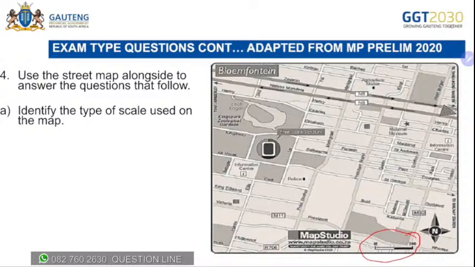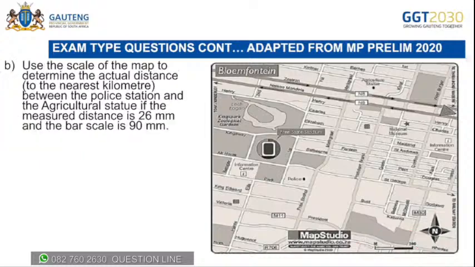1, you must identify the type of scale that is used on a map. I circled my scale, guys, here. And what type of a scale is this one? It's definitely not a number scale. It is not a ratio scale. However, it is what? It is a bar scale. You should expect such questions in the exam, guys, especially on question 1. So this type of a scale, it's a bar scale.